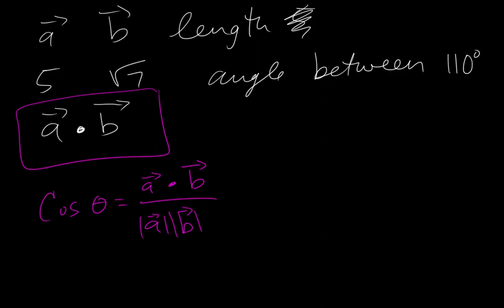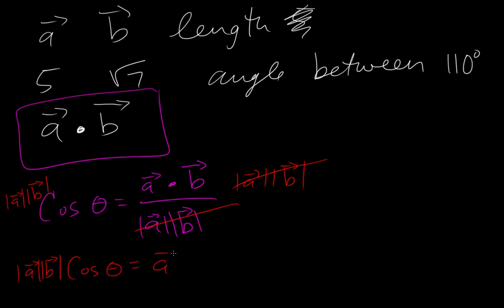Okay. So if we just do a little bit of algebra, we can multiply both sides by this. These cancel. Okay, so we just need to find this stuff.